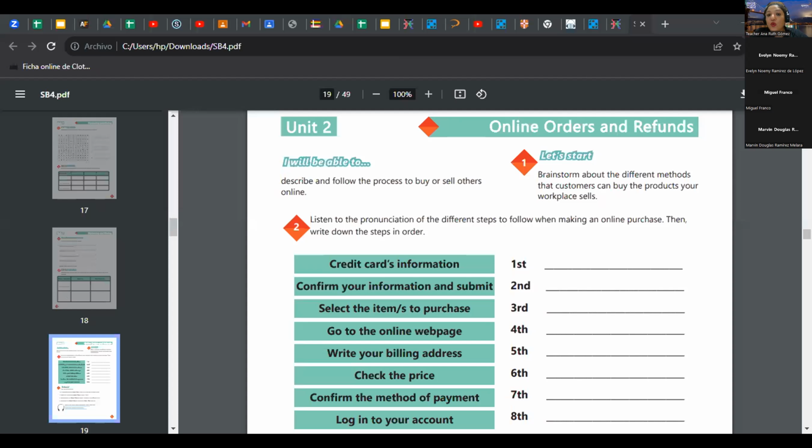Very good. Okay, now let's go with the next unit. We're going to begin unit number two. As I told you, unit number two is online orders and refunds. I have a question. Have you ever bought something online? Yes. What kind of things have you bought online? A camera.